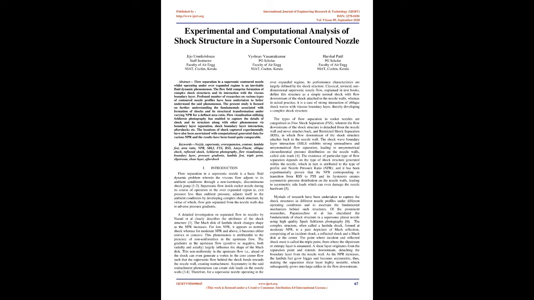A detailed investigation on separated flow in nozzles by Nasuti et al. clearly describes the attributes of the shock structure 3. The Mach disk of lambda shock changes shape as the NPR increases. For low NPR, it appears as normal shock, whereas for moderate NPR and above, it becomes either convex or concave. This phenomenon is attributable to the presence of non-uniformities in the upstream flow.